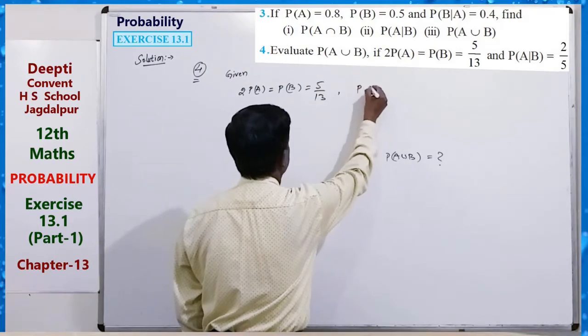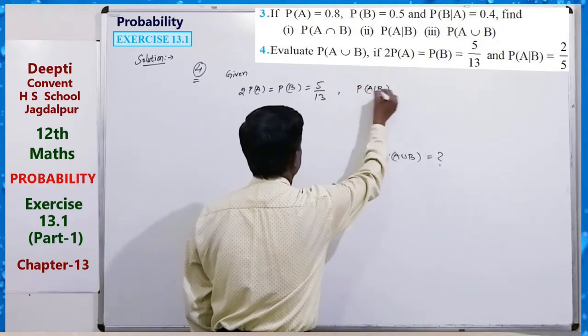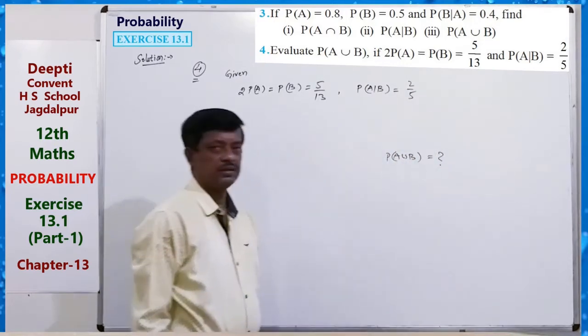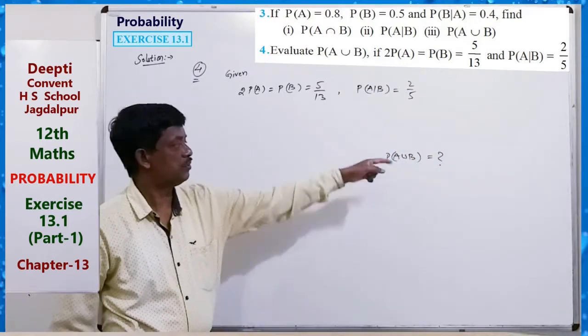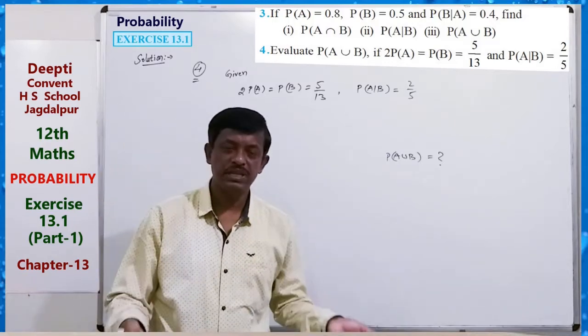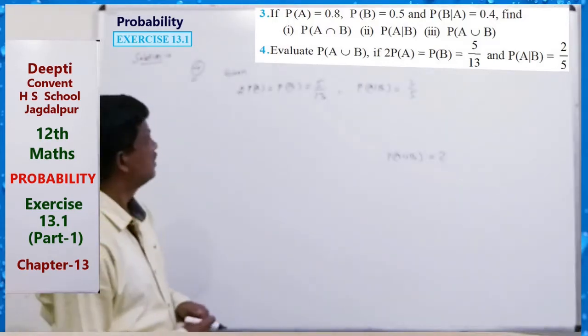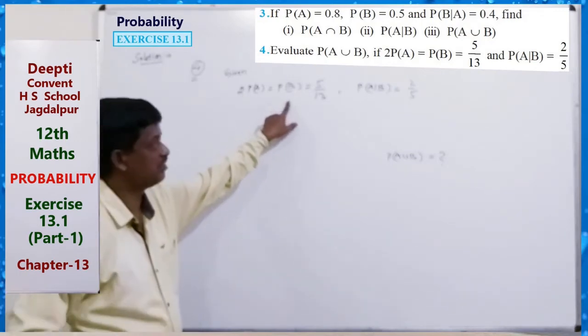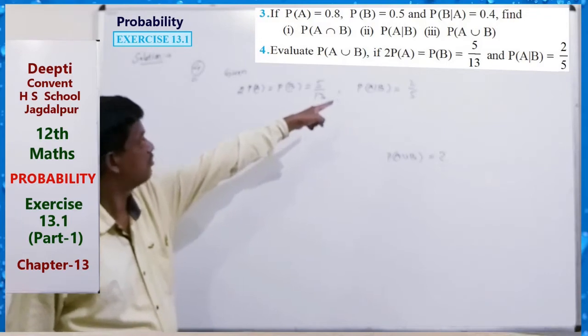These two things are given and we have to find P(A union B). P(A union B) means P(A) plus P(B) minus P(A intersection B). So we require P(A), P(B) and P(A intersection B). A intersection B can be found from here.